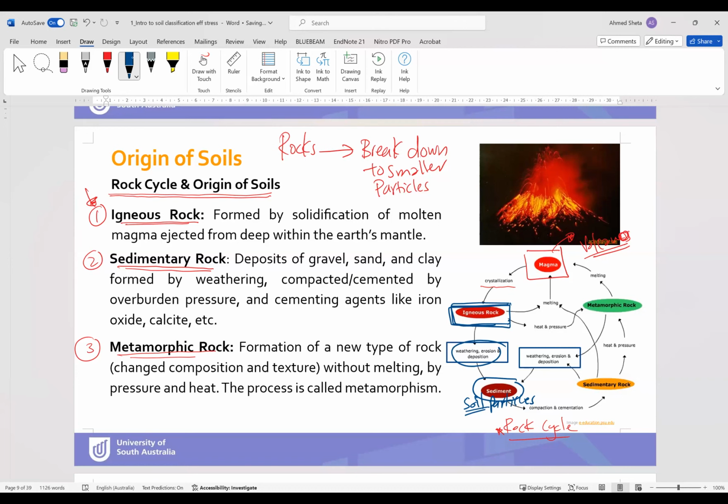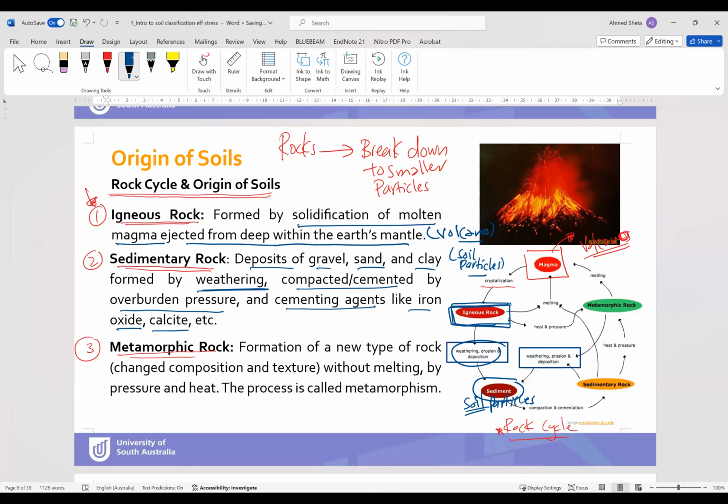But the main one is the igneous rocks, which are formed by solidification of molten magma ejected from deep within the Earth's mantle or volcanoes. The second type of rocks we have is the sedimentary rocks, which are deposits of gravel, sand, and clay, the soil particles we have on land, compacted and cemented by overburden pressure and cementing agents like iron oxide or calcite.